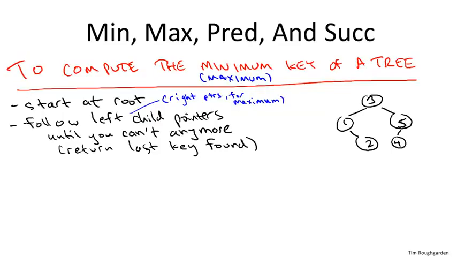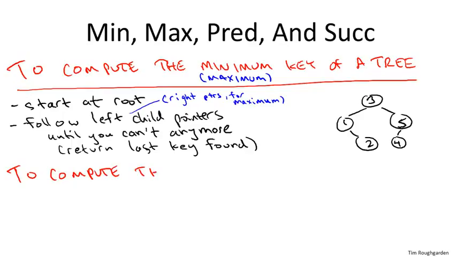So remember, this means you're given a key in the tree, an element of the tree, and you want to find the next smallest element. So for example, the predecessor of the 3 is 2, the predecessor of the 2 in this tree is the 1, the predecessor of the 5 is the 4, the predecessor of the 4 is the 3.